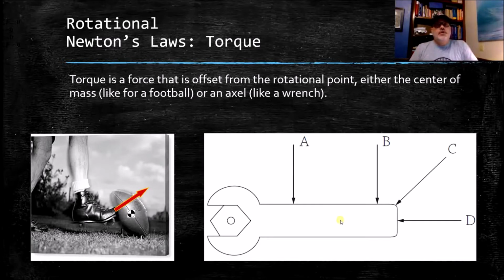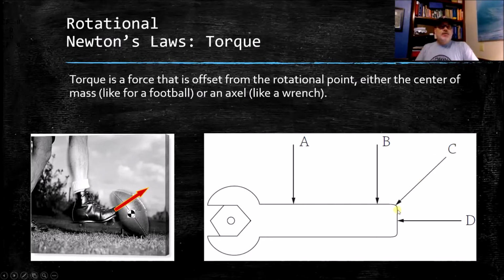All right, so now let's talk about torque. Torque is a force that's offset from the rotational point. That can either be the natural rotation point, the center of mass, or a fixed axle rotation point, like for this wrench. Notice this foot is applying a force in this direction, and it will produce a torque around the center of mass. Force A will produce a torque that will also be clockwise, as will B, but the torque from B will be larger than A because it has a larger radius.